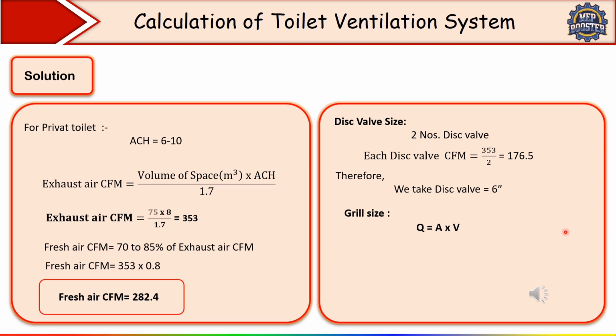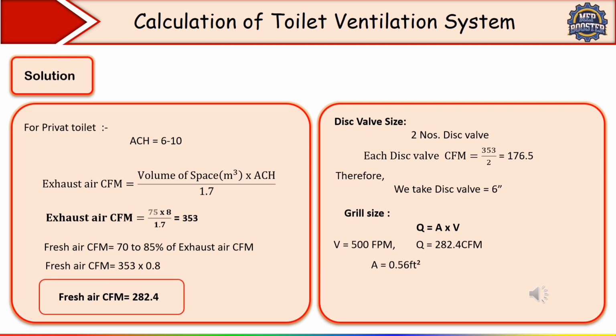Now tell me, if you remember, as per ASHRAE, what standard velocity do we have to take for grill size? 500 fpm. And the Q value, this flow rate value we have calculated, because we are placing the grill for taking fresh air. So we have to take the Q value 282.4, and velocity we have to maintain 500. So all values you have to put in this equation: velocity 500 fpm, Q 282.4 CFM. Now when you put these values in that equation, you will get the area 0.56 square feet. So you will get the grill area.